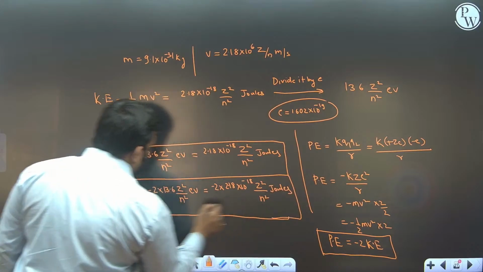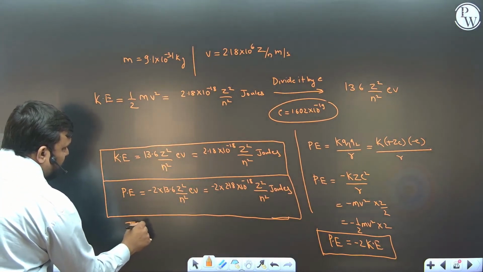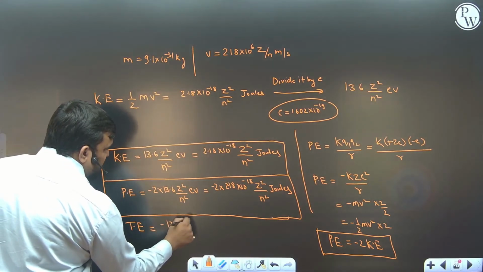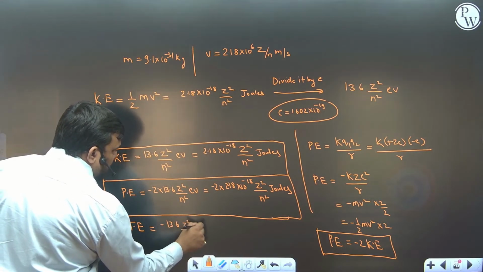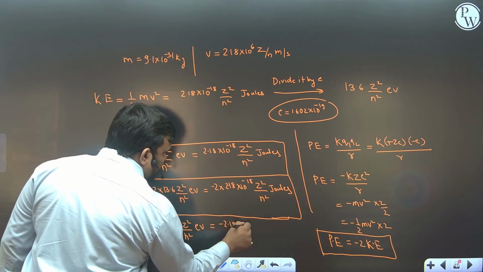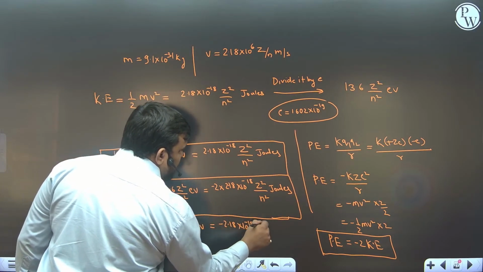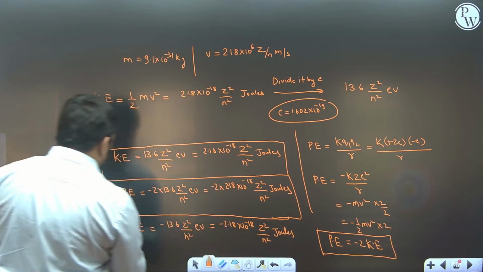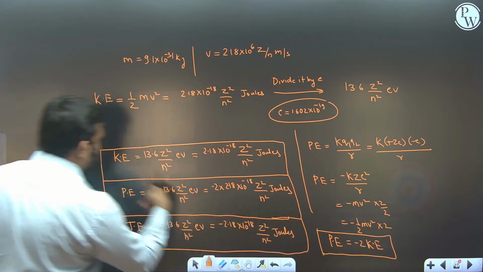If you add both of them, we will get the total energy, and it will be minus 13.6 Z square by N square electron volt, or minus 2.18 into 10 to the power minus 18 Z square by N square joules. So there is a relation between these three.